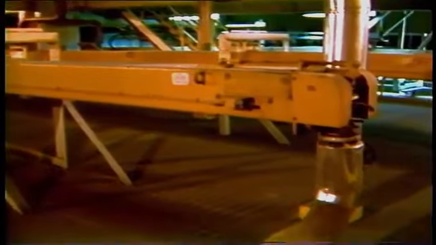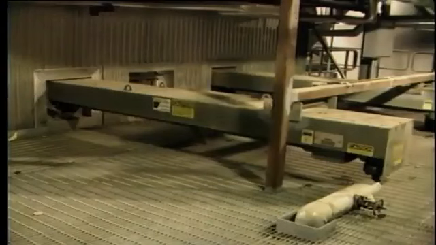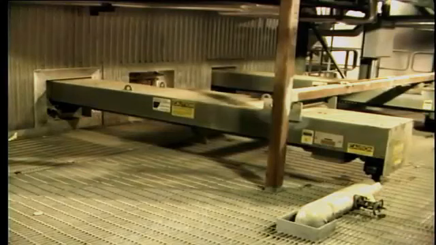These blowers are operated intermittently, say once per shift. During operation, the blower tube enters the boiler, passing across the bank of tubes while rotating and discharging a jet of steam or air to blow deposits from the tubes. As we'll see later, other types of soot blowers are also located at various points throughout the boiler.